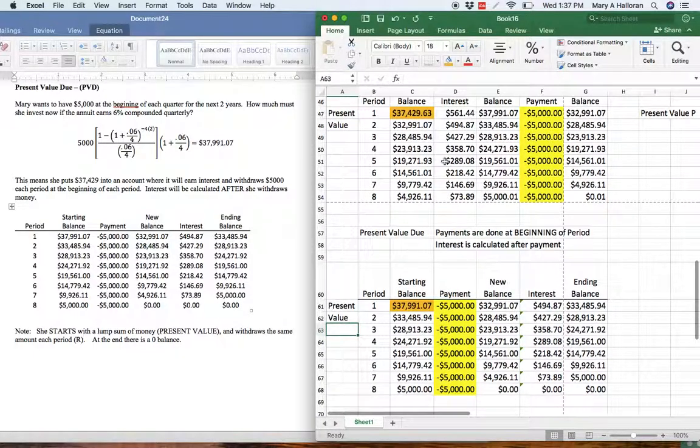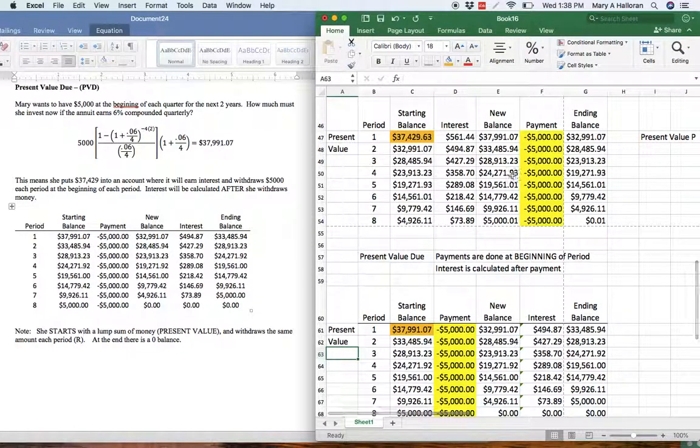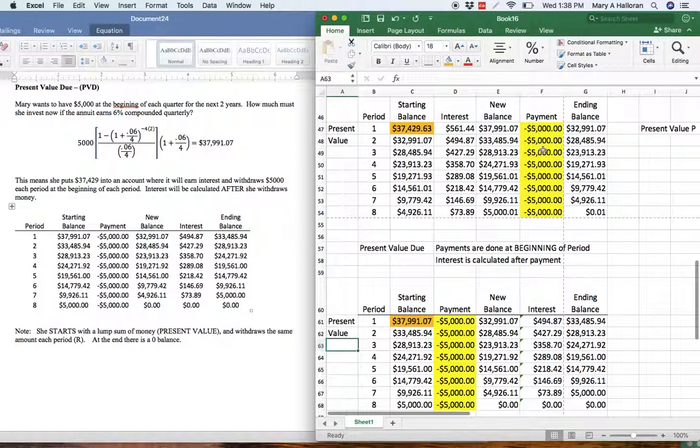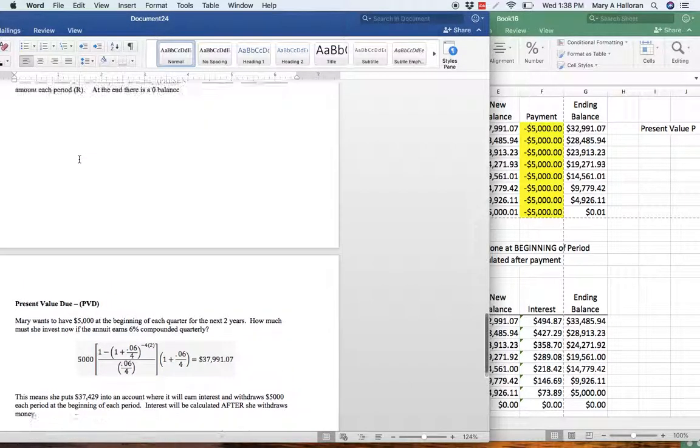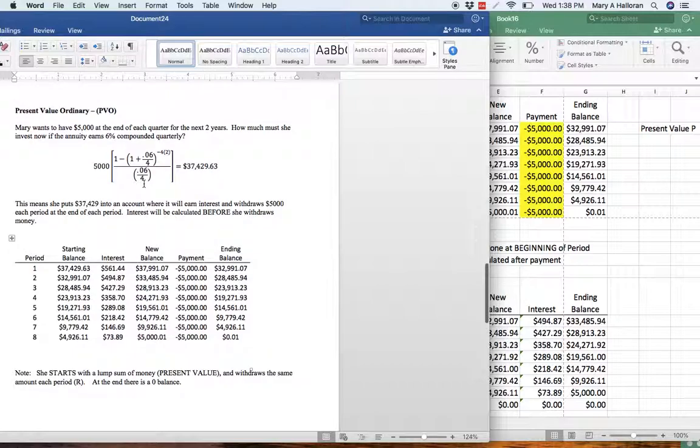And the only difference between these two is, does the interest happen first and then the payment, or does the payment happen first and then the interest? And those are the differences about how these work when they're actually sitting in the bank. And just remember that if it is done at the beginning of a period, it's due. If it happens at the end, it's ordinary.